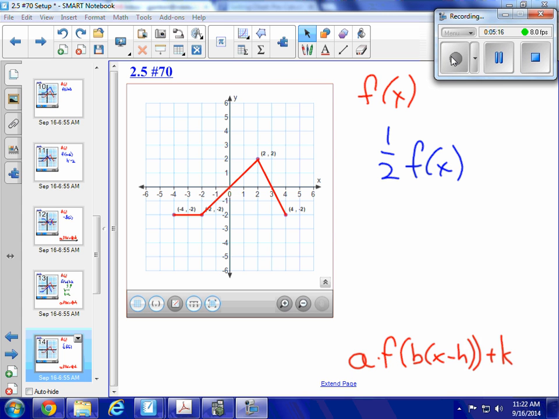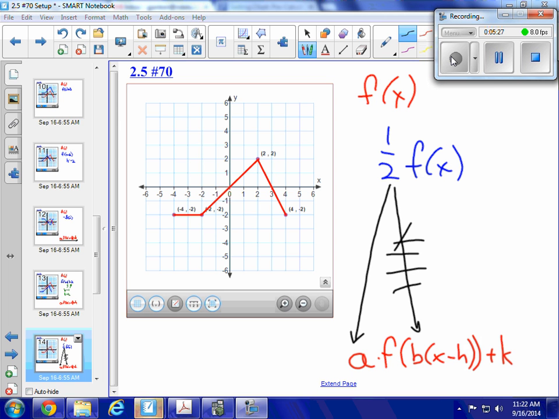The 1/2 is clearly outside the function. It is an a. It is not a b. A b would be inside the function. This is outside the function. Things inside the function, like your b's and h's, affect the x values. The things that are outside your function, like the a's and k's, affect your y values. So this is outside the function.